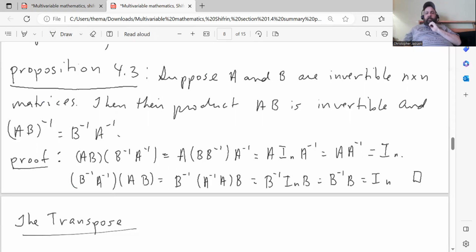Suppose A and B are invertible n by n matrices, then their product AB is invertible, and the inverse of the product AB is given by B inverse times A inverse. So you have to remember to reverse the order when you're taking the inverse of a product. We can verify that by multiplying AB by the matrix B inverse A inverse on both sides, and you end up with the identity matrix. Therefore, B inverse A inverse is the inverse of the matrix AB.